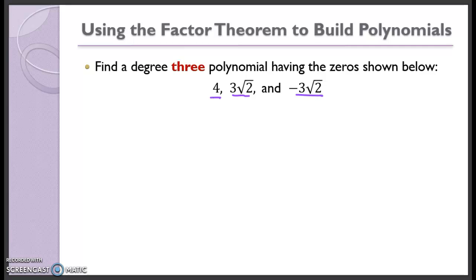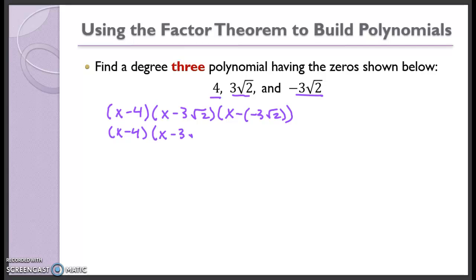So the factor, if 4 is a 0, is going to be x minus 4. The factor for the next one is x minus 3 square root 2. And the factor for the last one is x minus negative 3 square root 2. So that simplifies a little bit before we have to multiply out to x minus 3 square root 2 times x plus 3 square root 2. Now we're going to go ahead and simplify this.